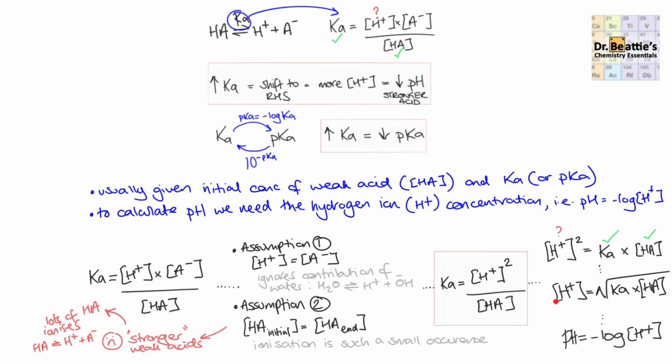But rather than learning just this, it's important to be able to learn this, because sometimes you might be given other information and, for example, asked to work out the Ka from some other information.